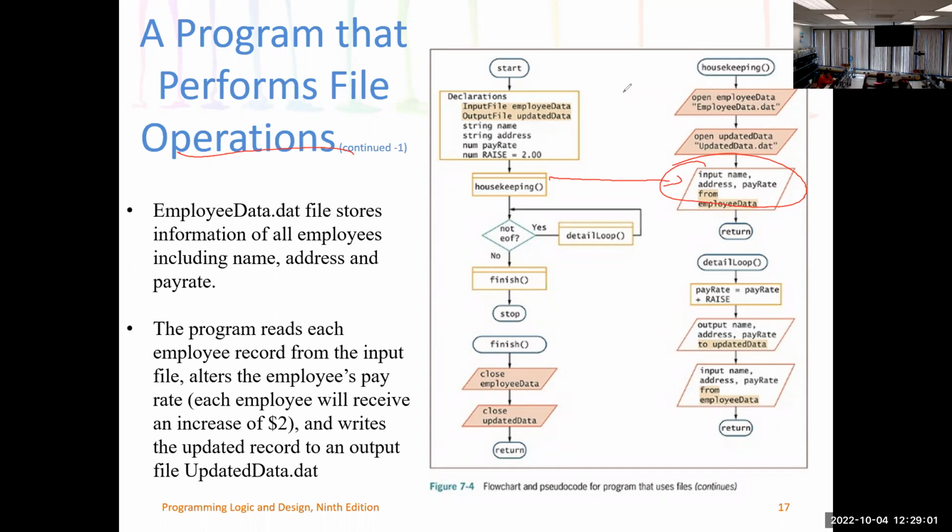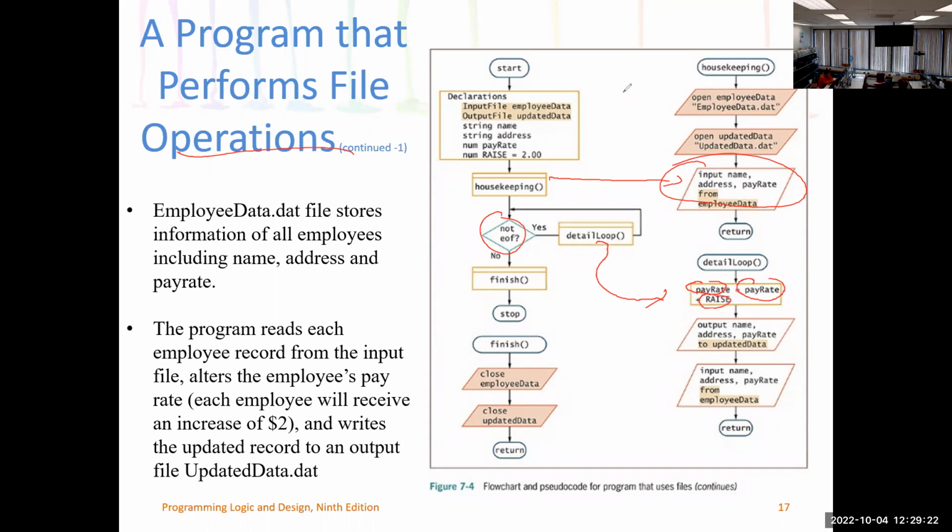Now check. If it's not the first row, what do you have to do in the detail loop here? When you call the detail loop here, what is the detail loop? Now see, you keep the name the same. Do not change it. Keep the address the same. Do not change it. But you change the pay rate here. New pay rate equals the old pay rate. Then what do you write here? Write through here.